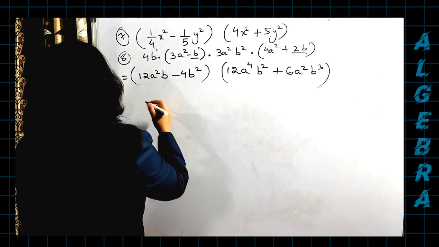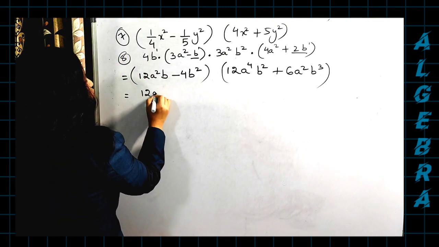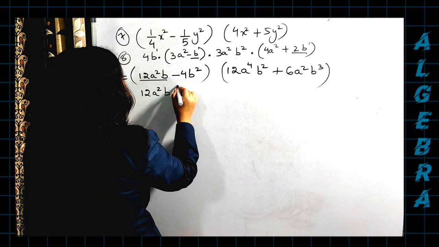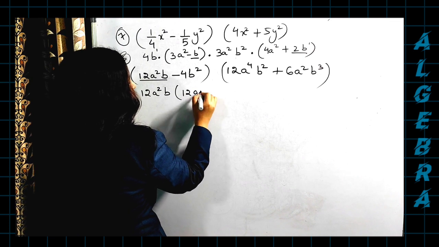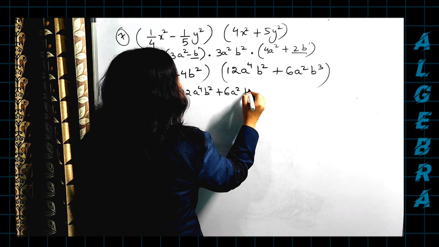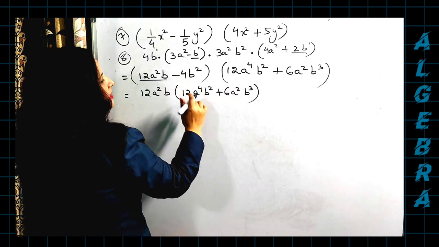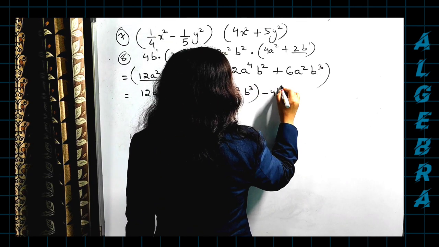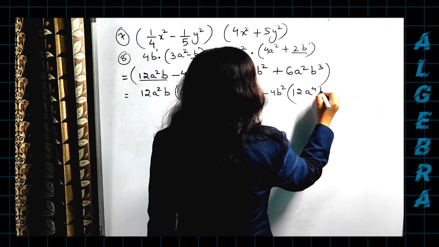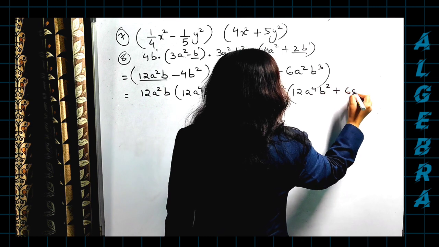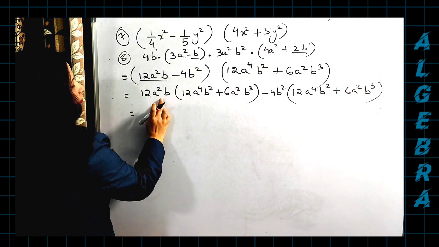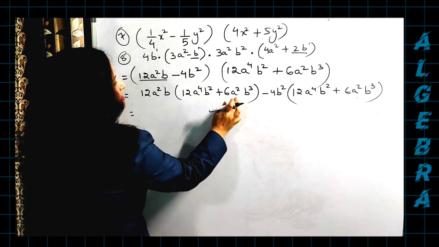Simply now you will follow the same rule and multiply. 12a square b. I am taking the first term with the whole of this second one. Then minus 4b square with the whole of this. Now first multiply this with this, then multiply this with this.